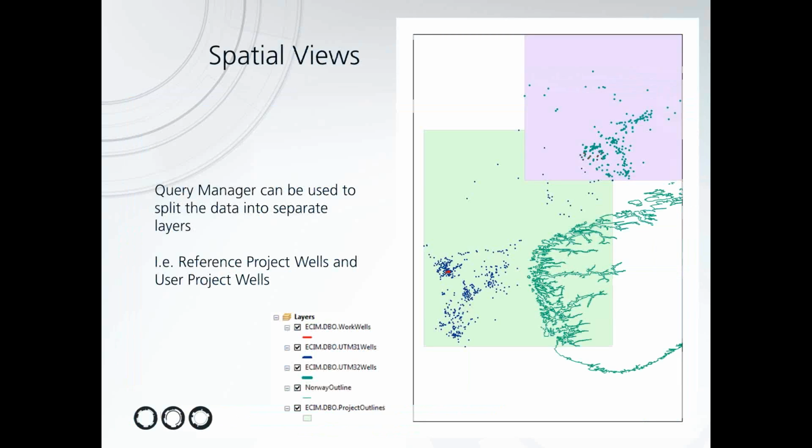So just to show a couple of examples of what you can do, in this example here I made 3 layers of wells, one in green from my mid-Norway reference projects, one in blue from my Southern Norway reference projects, and then a layer in red of all the wells from the working projects. And this lets me see where the overlap between the two different data sources are, and then overlay where the users have their data to make sure that that's consistent.